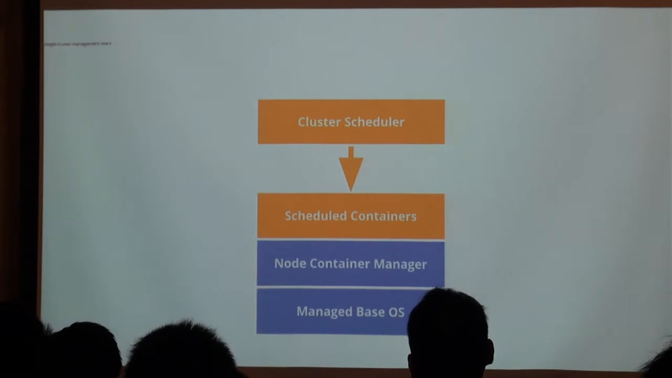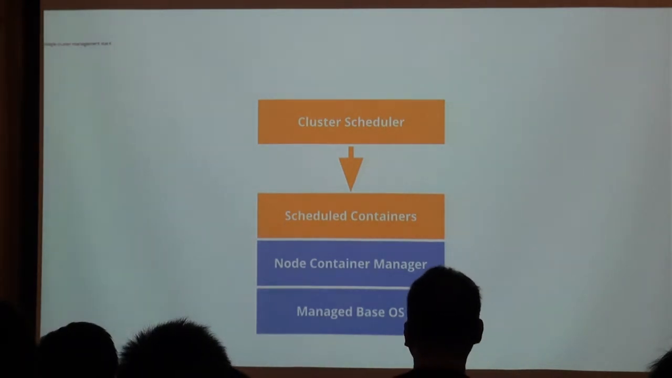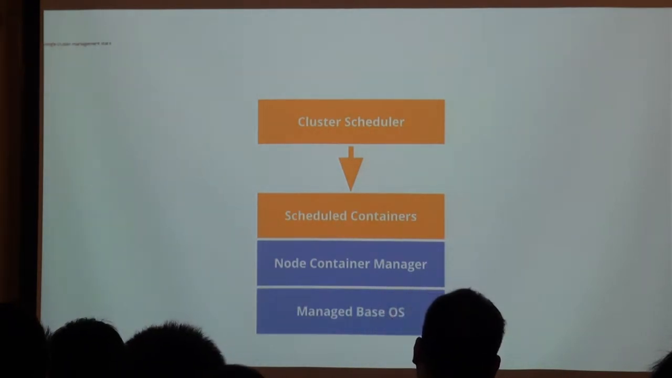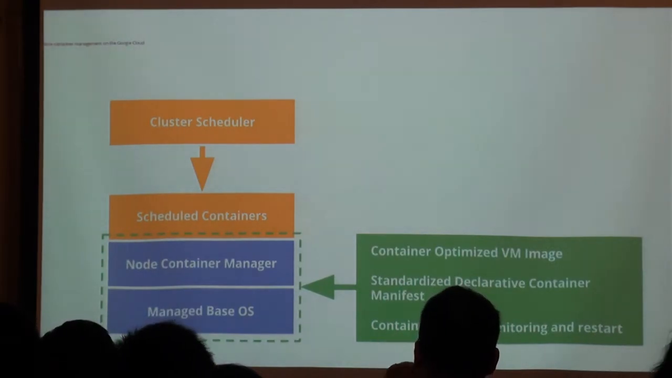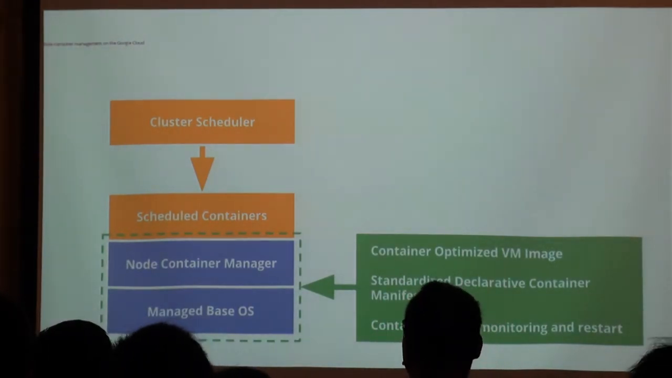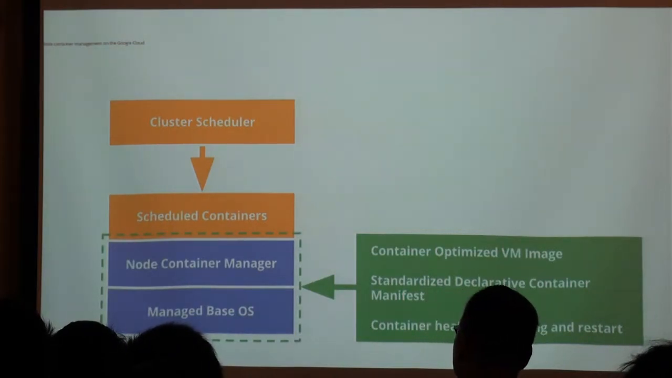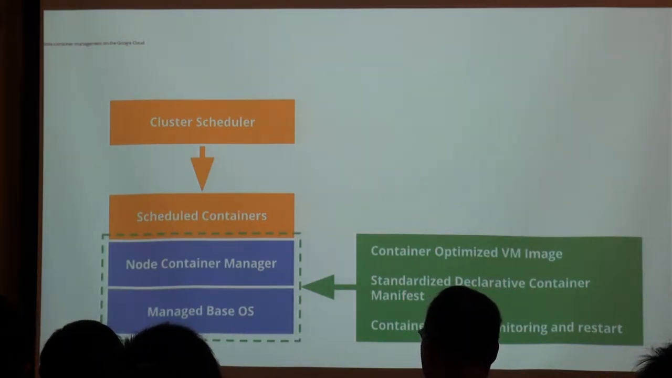So let's take a look at the containers in the Google Cloud Platform. So I said there's a scheduler portion, and then there is a Node Container Manager and a Managed Base OS, right? So let's first look at those two at the bottom first. So how it manifests on the Google Cloud Platform today is that we basically ship a container-optimized VM image, right? And it has everything that is required to maintain that standardized declarative container manifest, and all of the stuff around the health monitoring and the restarts of the container, etc., are just pre-packaged there for you.